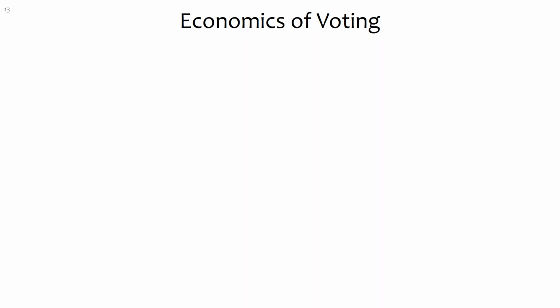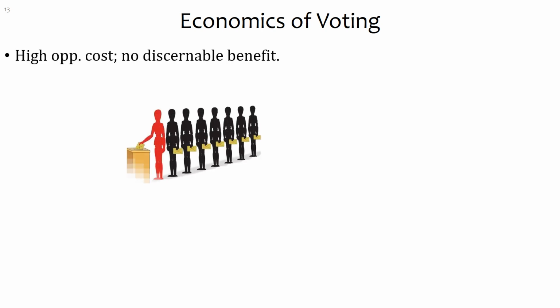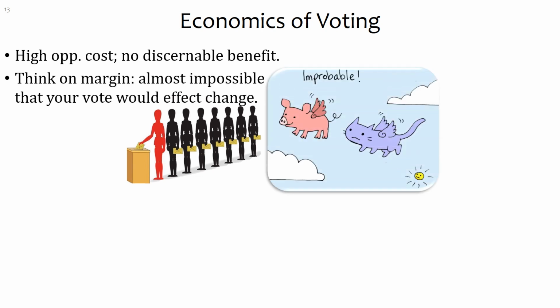Talking about behavioral economics, there's also voting. Economists also have a problem with voting, right? Because it has a very high opportunity cost without any discernible benefits. You are personally taking a lot of costs, and benefits are almost zero, and if there are any benefits, probably not even to you, but to others. If you think on the margin, remember, we think on the margin, the sunk costs are over. It's almost impossible that your vote would affect change, right? The chance is literally zero for all practical purposes. So is it really rational? Is it really efficient to go and vote? If you ask an economist, they would say no.